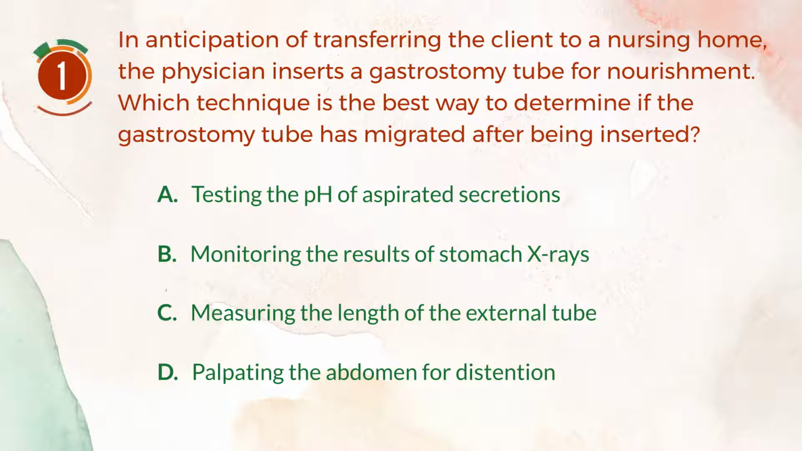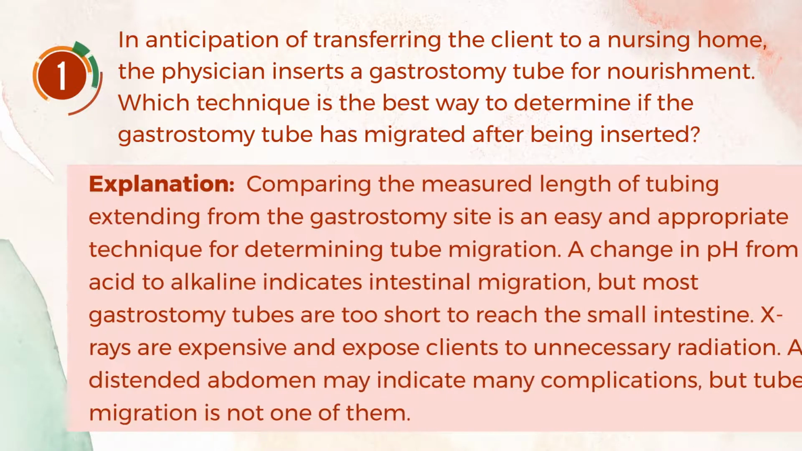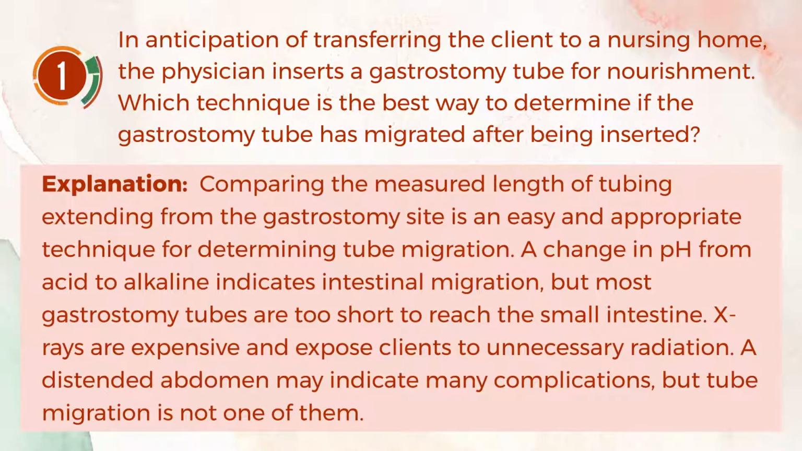The correct answer is C. Measuring the length of the external tube. Explanation. Comparing the measured length of tubing extending from the gastrostomy site is an easy and appropriate technique for determining tube migration. A change in pH from acid to alkaline indicates intestinal migration, but most gastrostomy tubes are too short to reach the small intestine.